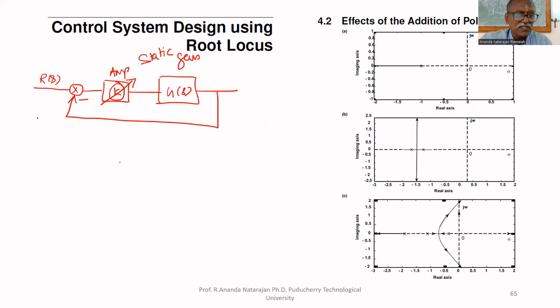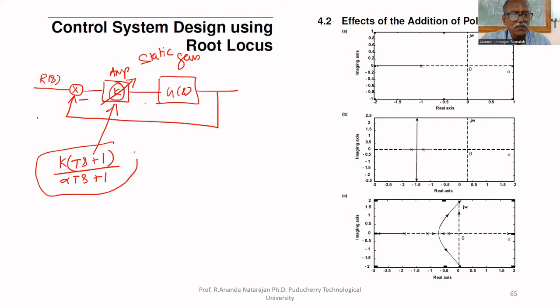But if you want to modify the system, instead of putting K only, we can place in place of K, tau s plus 1 upon alpha tau s plus 1, multiplied. That K also you can keep. Instead of simply K, we can include this system here. What all did we include? Static gain, 1 zero and 1 pole. Where is the zero? Z equal to minus 1 by tau. Where is the pole? The compensator pole, minus 1 by alpha tau.